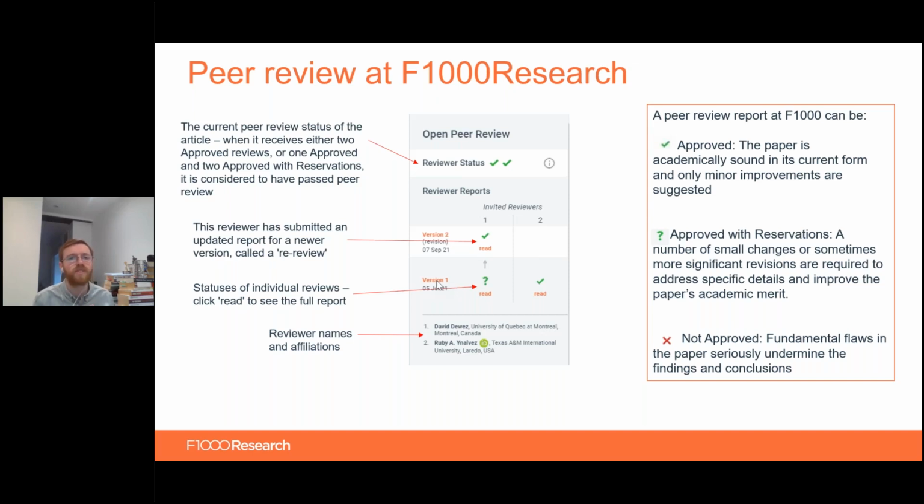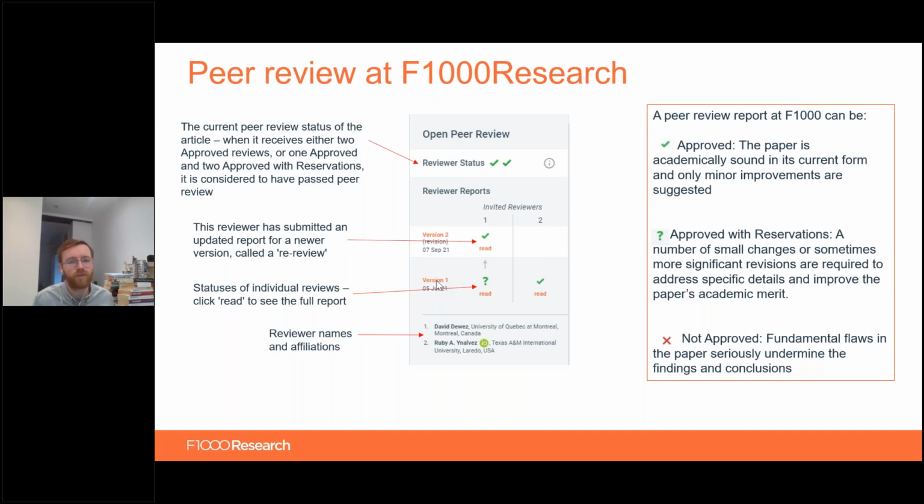Now, if it has received 2 approved statuses, at that point it has passed peer review, and we won't be inviting any further reviewers. The paper is considered to be of appropriate scientific or academic quality, and it will be indexed into relevant scholarly indexes such as Scopus, and a number of other scholarly indexes that F1000 Research articles are indexed into once they have passed peer review.